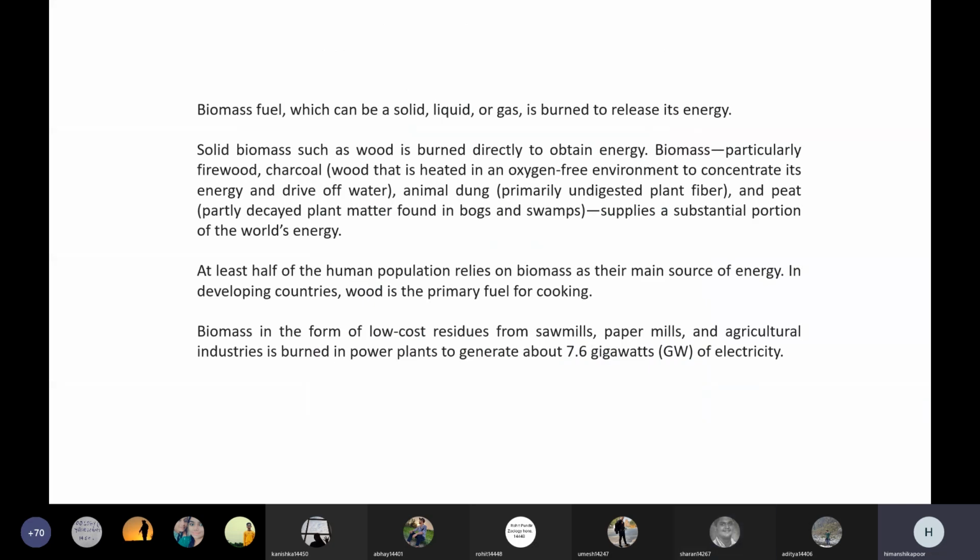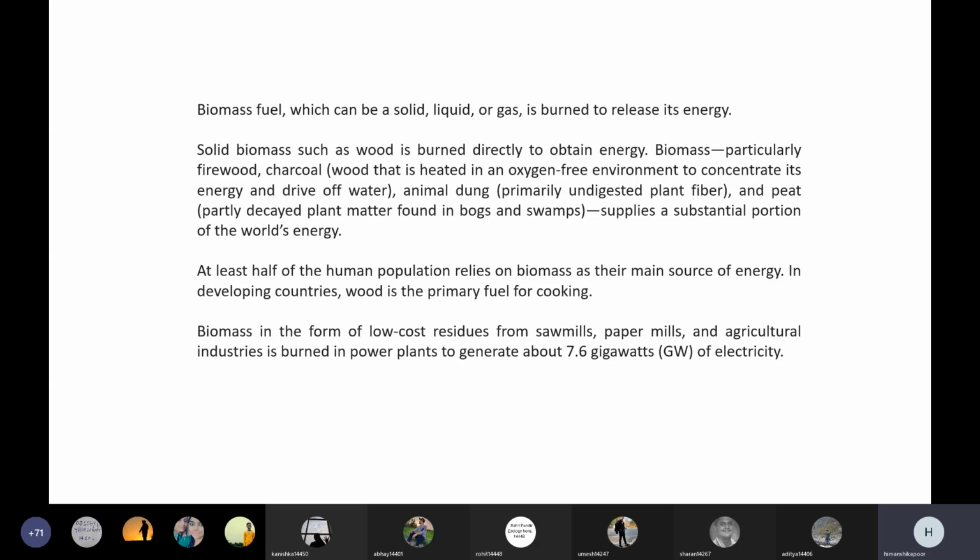Now coming to the types of biomass fuels. We have broadly three categories of biomass fuels. So we have solid, we have liquid, and we have a gaseous form also. All these three are being burned. So the main process of getting the energy is combustion only. So it is burned and then it releases energy.